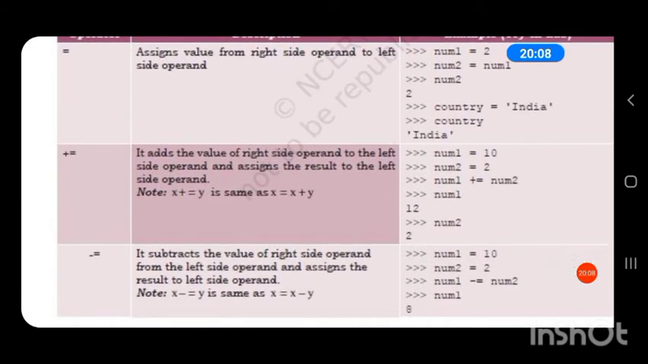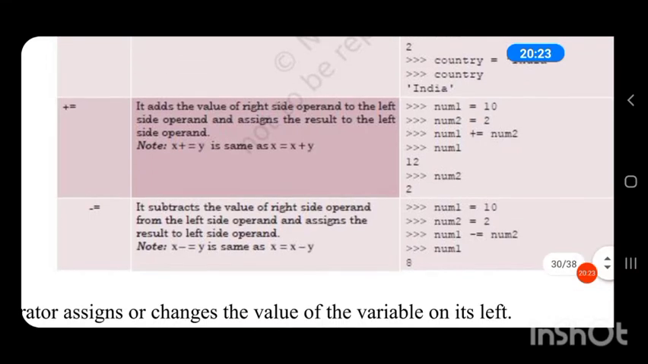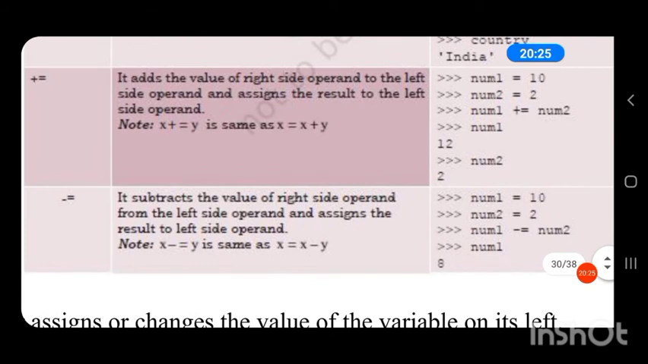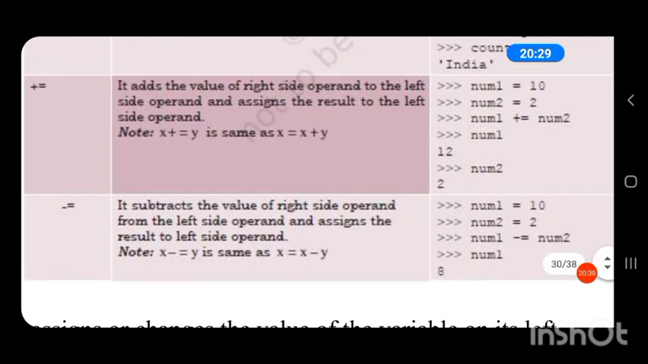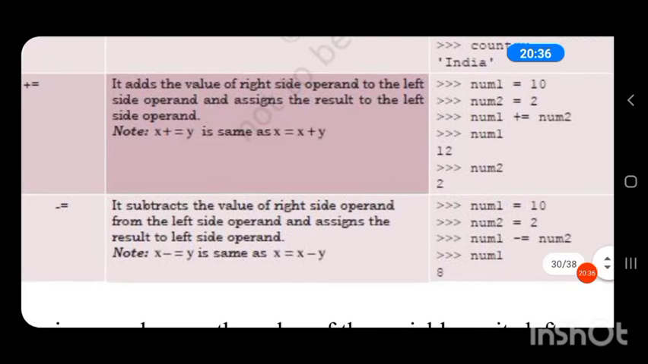Next is the operator minus equal to. It subtracts the value of the right side operand from the left side operand and assigns the result to the left side operand. So x minus equal to y is the same as x equal to x minus y.